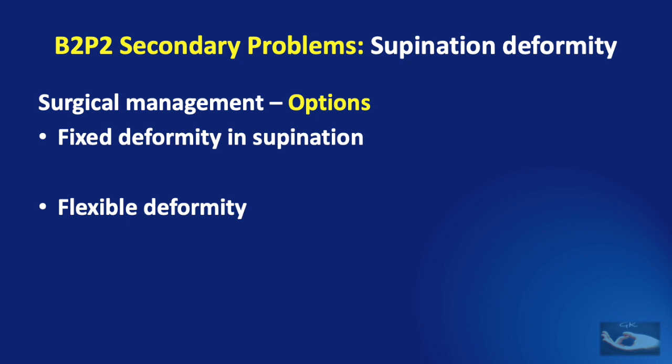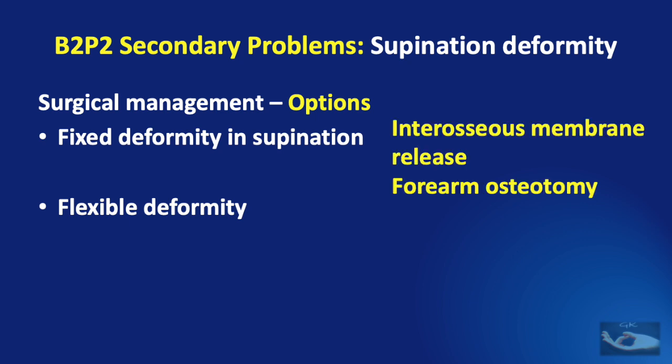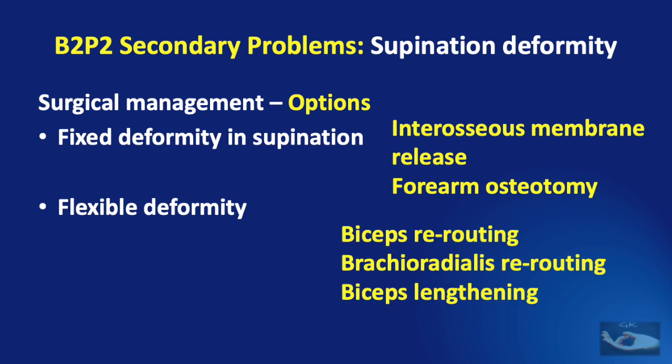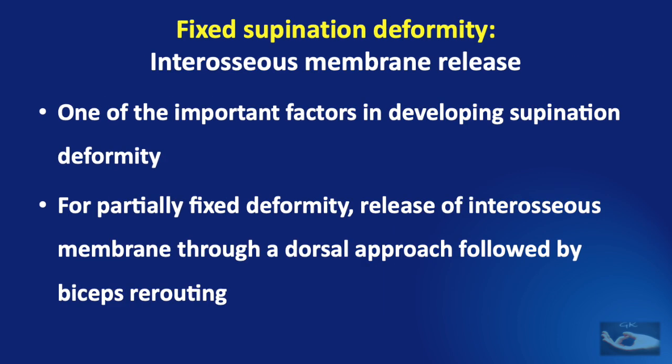The surgical options available for management of the supination deformity depend on whether it is a fixed deformity or a flexible deformity. If it is a fixed deformity, the procedures indicated are interosseous membrane release or a forearm osteotomy, and in a flexible deformity, the procedures indicated are tendon transfers like biceps rerouting, brachioradialis rerouting, or biceps lengthening. One of the important causes for a fixed supination deformity developing is the interosseous membrane tightness. For a partially fixed deformity, release of the interosseous membrane through a dorsal approach followed by biceps rerouting can be done.